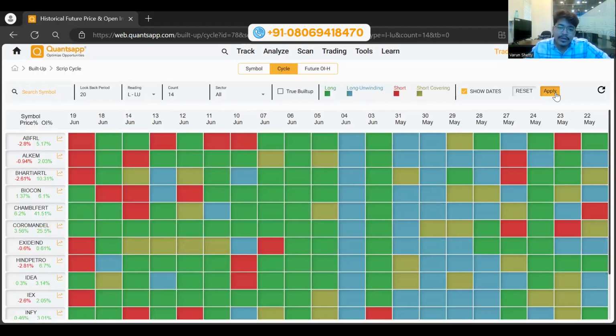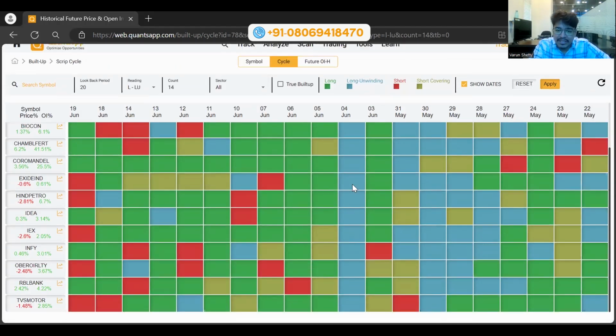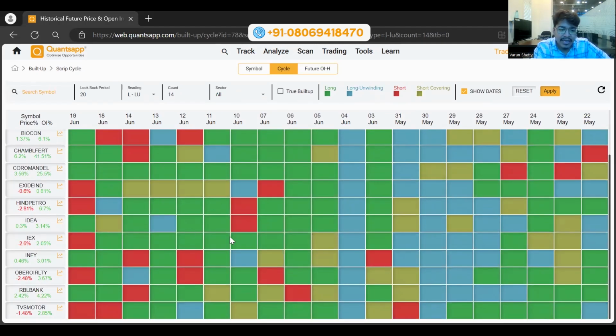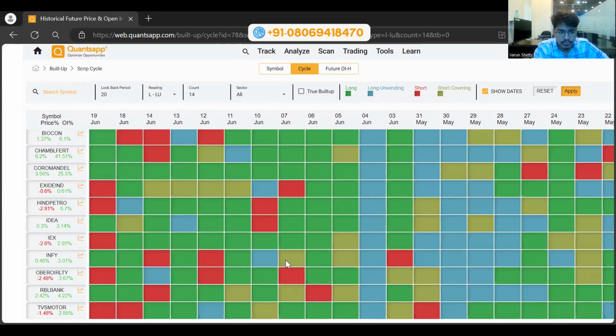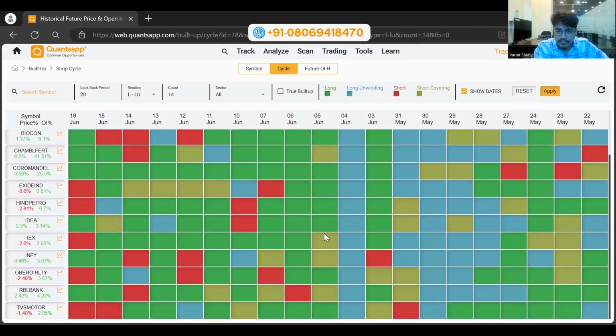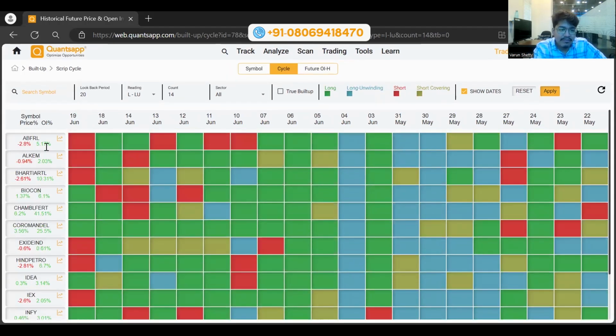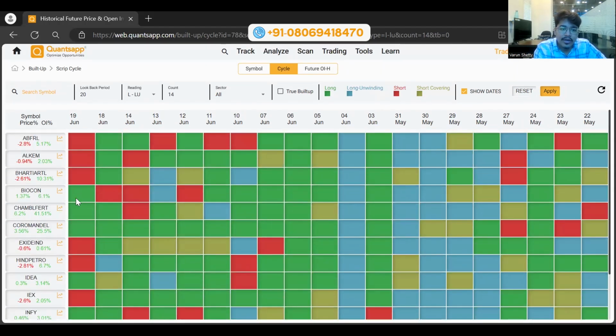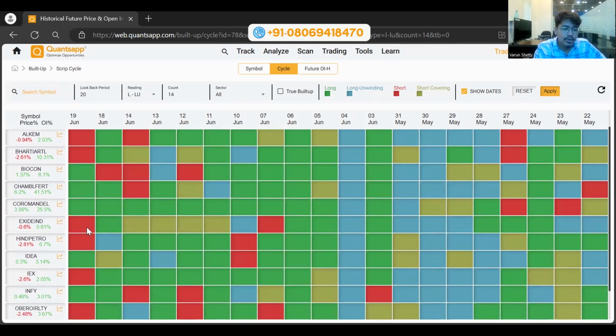So once I click on apply, you can see these are all the stocks that have majorly green and blue. Greens and blues. Simple as that. So ABFRL, I can go for a trade. So wherever there is short as of now, I will not enter a trade there. But I could enter a trade in Biocon. I could enter a trade in Chambal Fertilizer. Coromandel is another good trade.